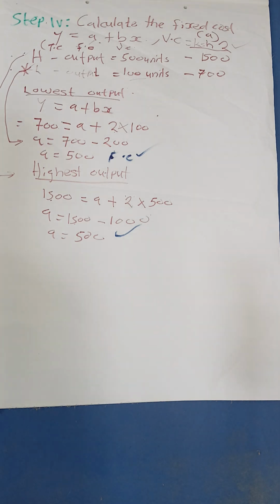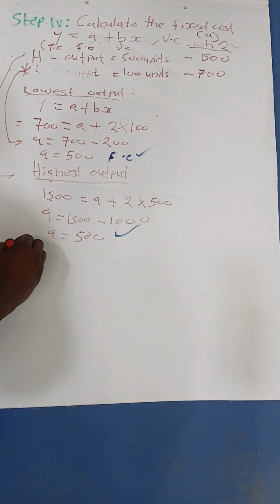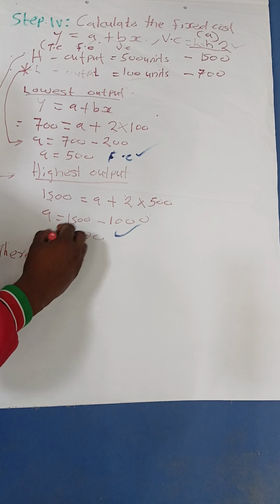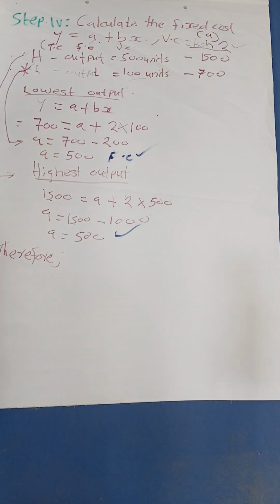So that is the high-low method. Good. Now, at the end of the day, you will summarize and say that therefore we'll have our variable cost.